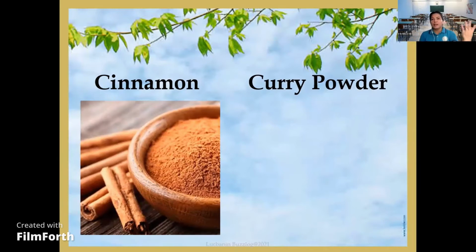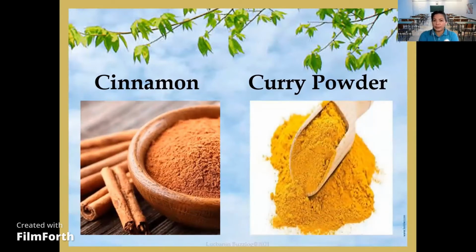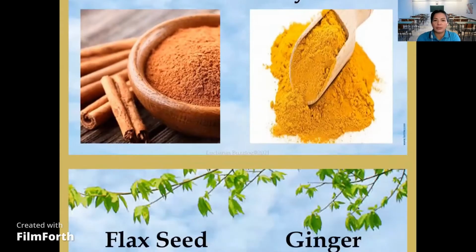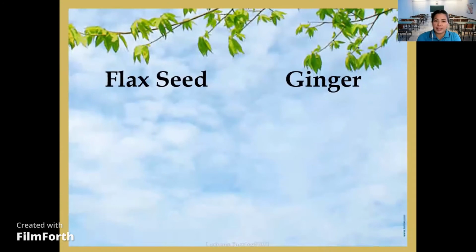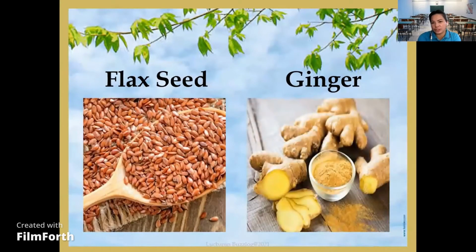Tapos, mabango siya yung aroma niya. And this one is the curry powder. Ayan, curry powder. Diba? Masarap din itong curry powder na to. Mabango din siya, ma-aroma. And we have the flaxseed and the ginger. So this is the picture of the flaxseed and the ginger is this one. Ayan, medyo katulad siya ni curry powder. Pero this one is, ayan, light yellow.